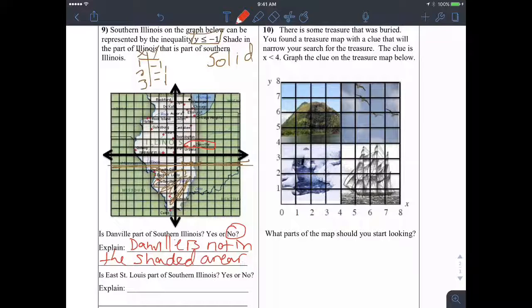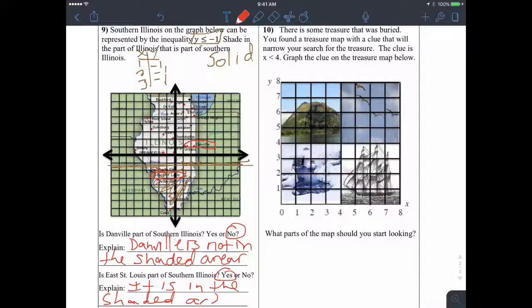Now the next one asks you, is East St. Louis part of Southern Illinois? Yes or no, and explain. Now just in case you can't see it, I'll go ahead and circle it for you. That right there is East St. Louis. Go ahead and tell me, is this part of Southern Illinois? All right, now this one is part of Southern Illinois, and the reason is because it is in the shaded area.